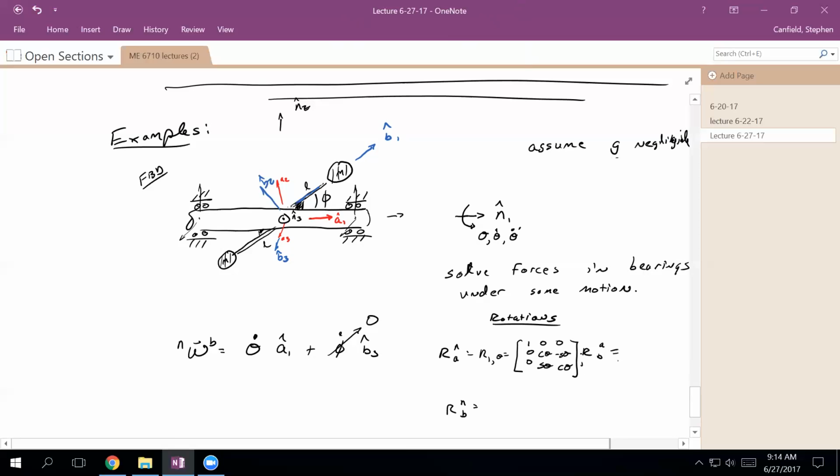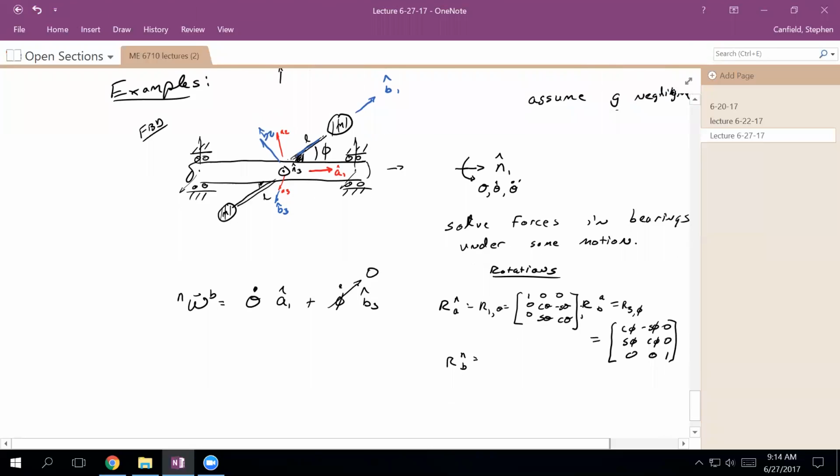That's fine. The projection from B to A was a rotation around the 3 axis by phi. Rotation around the 3 by phi is going to give me cos phi, negative sine phi, 0, sine phi, cos phi, 0, 0, 0, 1. And then finally, the projection from B back to N, it's an Euler set, moving axis set, so I get first this, then this, so I have to multiply R A to N times R B to A.